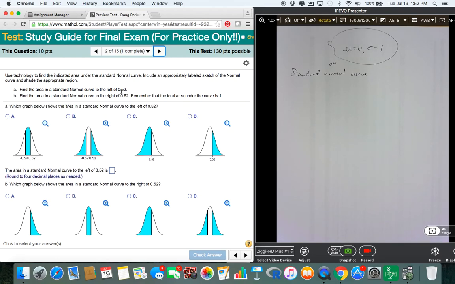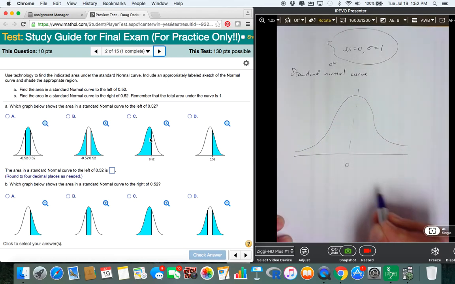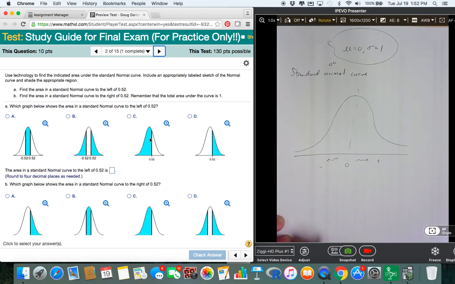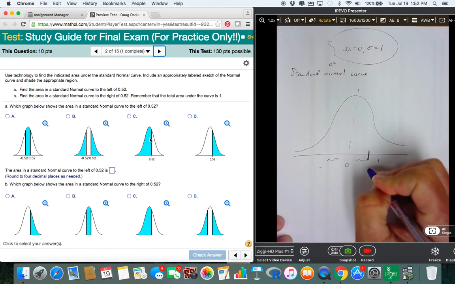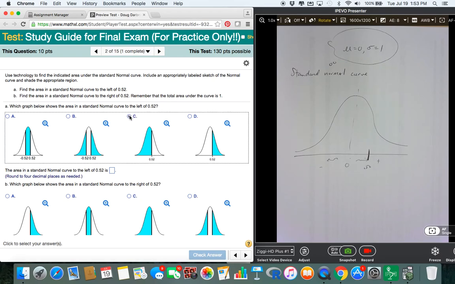So which graph represents that? Well, guys, in the middle of the standard normal distribution we have mean 0. So all the numbers over here are positive and all the numbers over here are negative. Since I'm focusing on 0.52, I know the 0.52 has to be to the right of 0. And it's not between 2 values, so it couldn't be A, couldn't be B, it could be C, it could be D. But we went to the left of 0.52, so clearly, guys, C would be the correct graph.